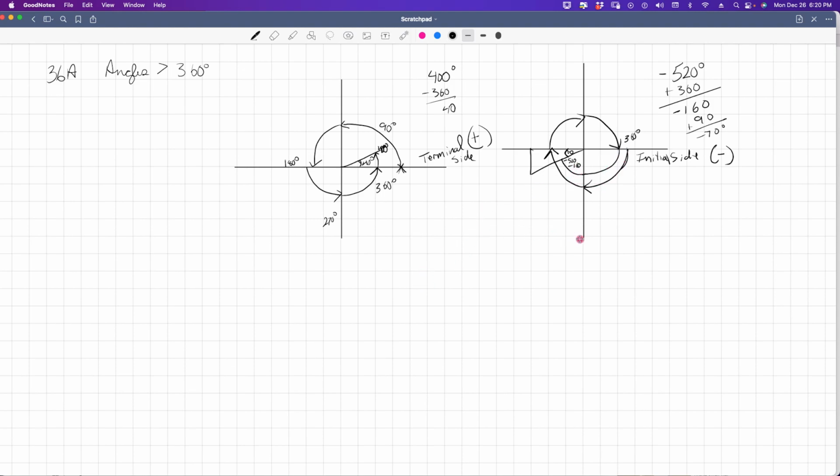All right, that is 36A. There are no practice problems for 36A. It was just an exercise in showing you, first of all, the terminal side is your positive side when you have a positive degree, and the initial side is your negative side. When you measure the opposite direction, you do that because you have a negative degree, but you treat it the same way. Here, we subtract 360 from the positive degree.